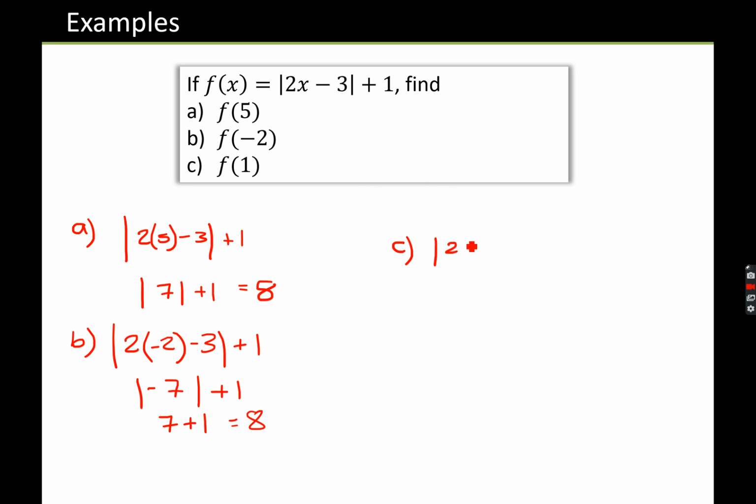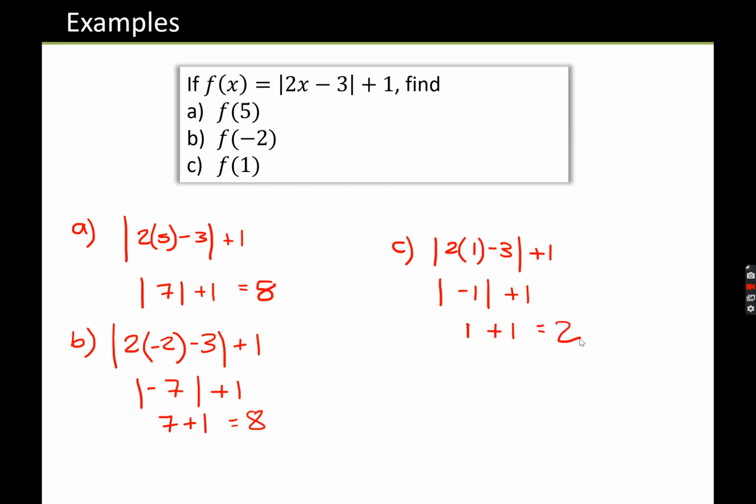Even more clear in this next one. We'll go 2 lots of 1 minus 3, the modulus of that, plus 1. So this will end up being the modulus of minus 1, plus 1. The modulus of minus 1 will give us positive 1. So we'll have 1 plus 1 to give us 2.